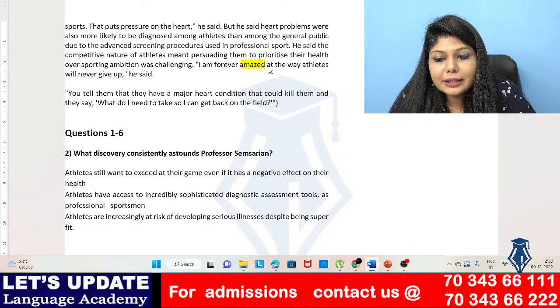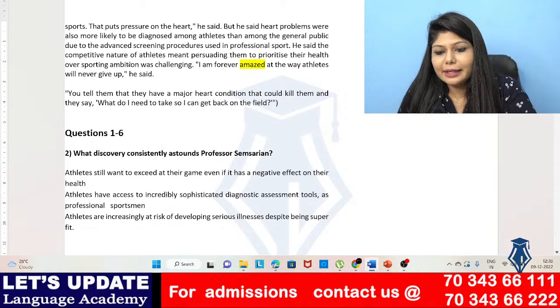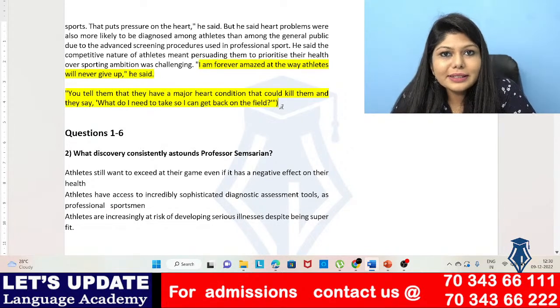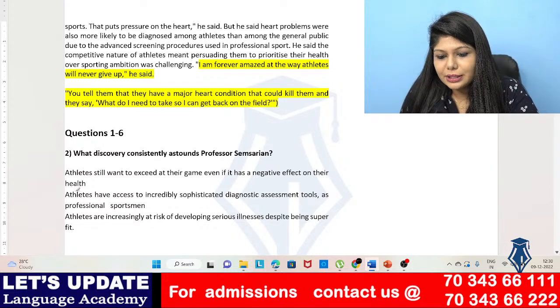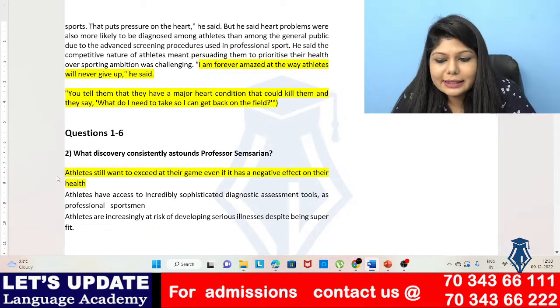So even if you tell them they have a very poor health condition or a major heart condition, or a major illness, what is their response? What do I need to take? That means, what medicines or what therapy should I take so that I can get back on the field? That means they are not bothered about their health. That is what is mentioned there, right? These are the important parts of the text that will take you to the answer, which is option A. They still want to exceed their goal even if it has a negative effect on their health.